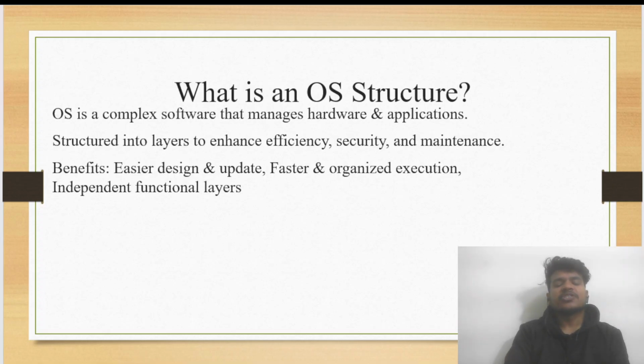What is an operating system structure? First, we have to know that an operating system is complex software that manages computer hardware and user applications. To keep it organized and efficient, developers divide it into structured layers so that it becomes easier to design and update, faster and more efficient, and the different functions remain organized and independent. There are several ways to structure an OS, but one of the most common approaches is the layered structure.